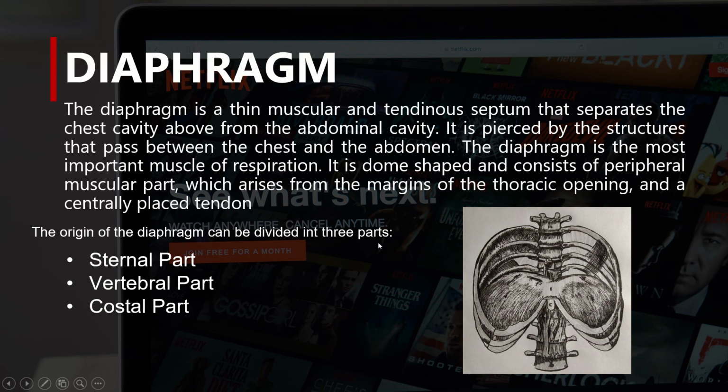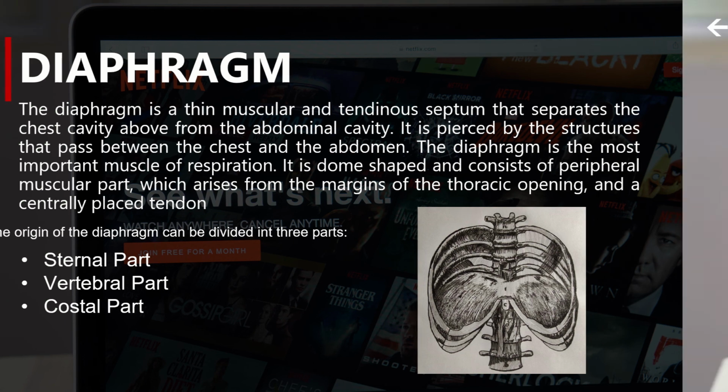The diaphragm is a thin, muscular, and tendinous septum that separates the chest cavity above from the abdominal cavity below. The diaphragm is the most important muscle of respiration. You need to remember that it is the most important muscle of respiration. It is dome-shaped and consists of a peripheral muscular part which arises from the margins of the thoracic opening and a centrally placed tendon.